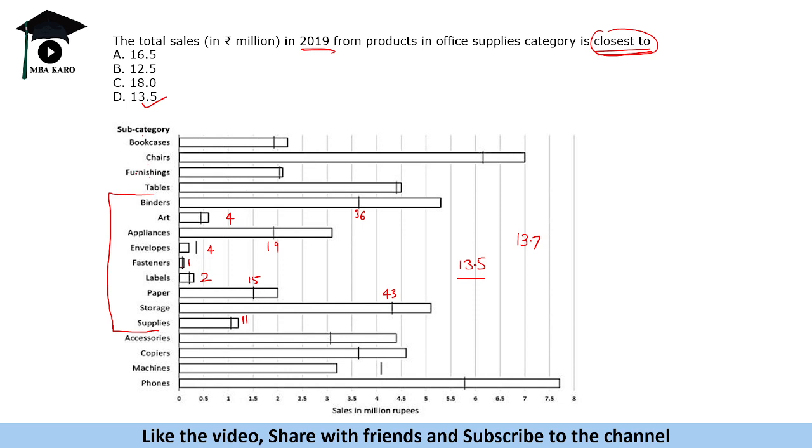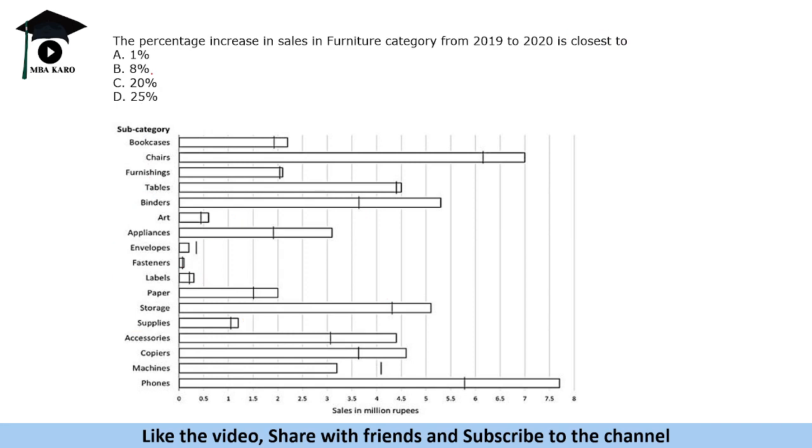Now this one also you could have read as 0.45, because it is not 0.4, it looks very close to 0.5. So even if you took 0.5, it might have increased. Let us say you got some answer in the range 13.2 to 13.8, you would have definitely marked this as the answer. All right, let's move on to the next question.